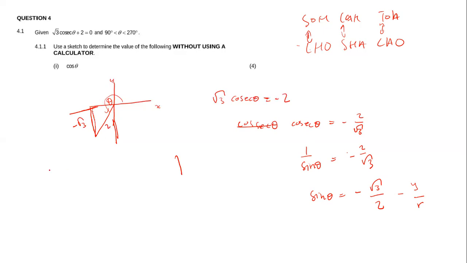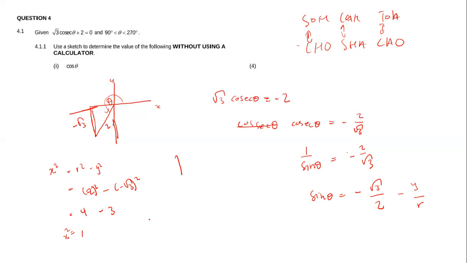Now, how to determine x? We're going to say x squared will be equal to r squared minus y squared. So what will be our r? Our r will be positive 2 to the power of 2, minus y, which in this case is negative root 3 to the power of 2. So here we're going to have 4, and there we're going to have positive 3. This negative is from this formula. And therefore our x squared will be equal to 1.